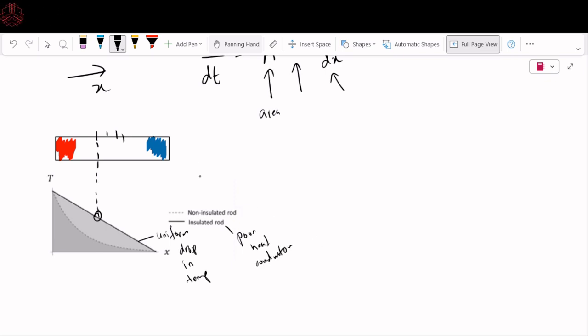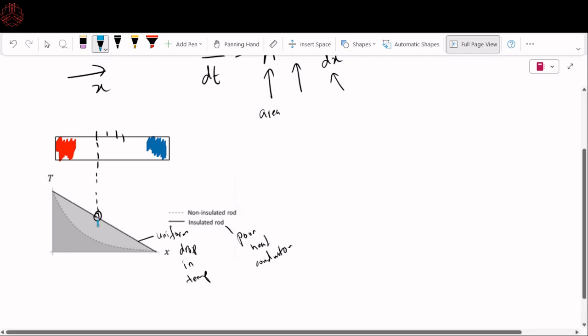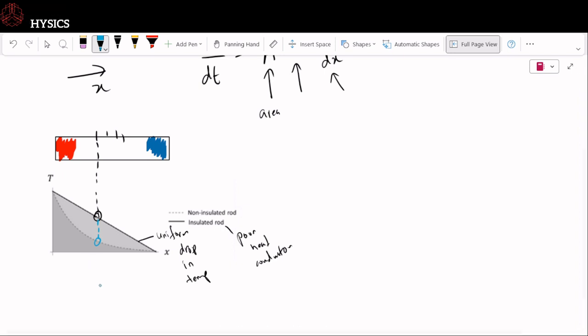Now, on the other hand, if I have a non-insulated rod, I can extend that graph to keep on going down. I can see that the temperature drops much faster, and the reason for this is because heat is lost to the environment if it is not insulated. So, heat loss to surroundings if not insulated.